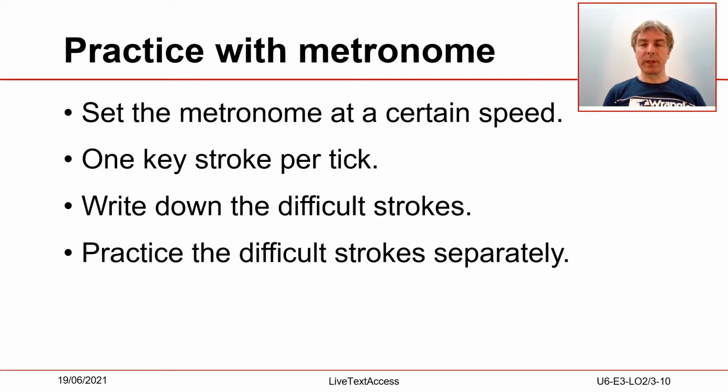When you practice written text, you can use a metronome to filter out the difficult words or problem words, which you can then try to improve. First, you set the metronome at a certain speed, for example, 1 tick every second. Then you press 1 stroke with every tick of the metronome. It is important that even with easy and simple keystrokes, you stay in the same rhythm. That way you feel exactly which strokes are difficult to type and which ones are easier.